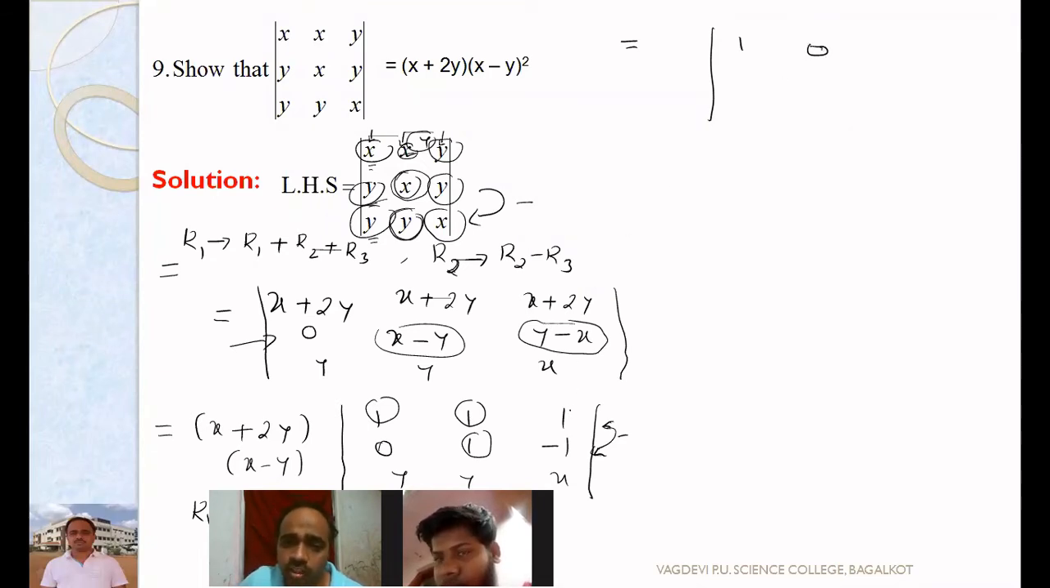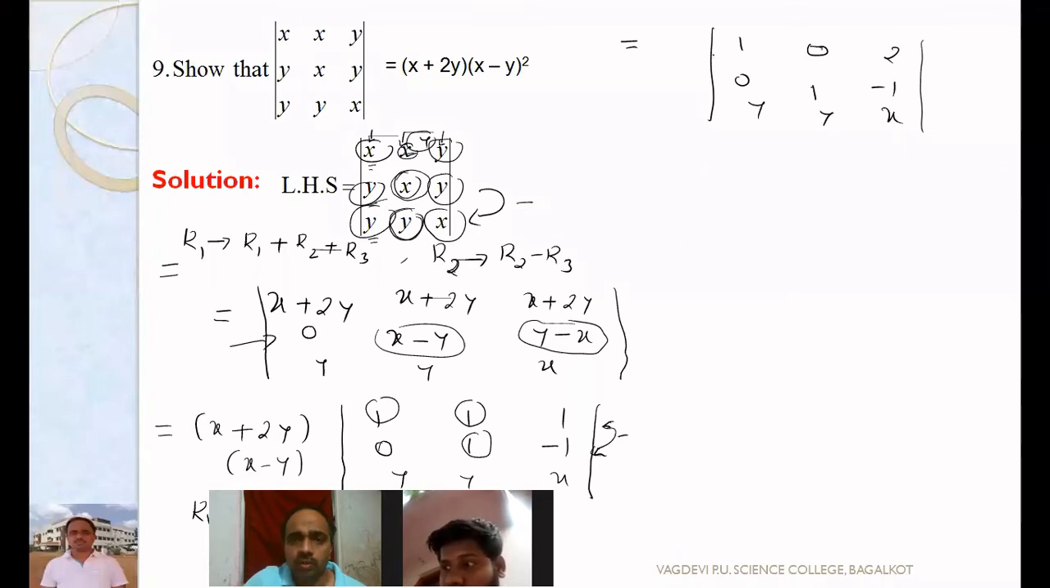And next, 1 minus of minus, one more minus is there, 1 minus of minus plus 1, 1 plus 1 is 2. So I have done the operation R1 minus R2. The remaining rows you need not operate, you can write as it is: 0, 0, 1, minus 1, y, y, x. And what are the common factors outside? I have not written, I forgot. But write x plus 2y, and here x minus y.